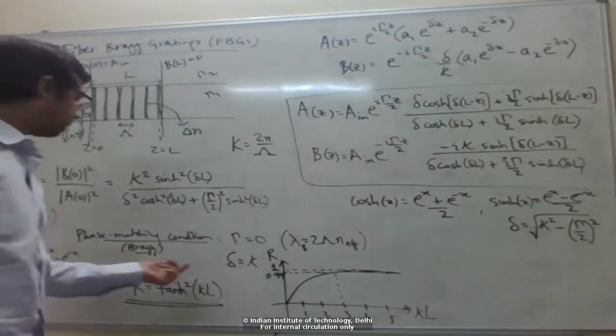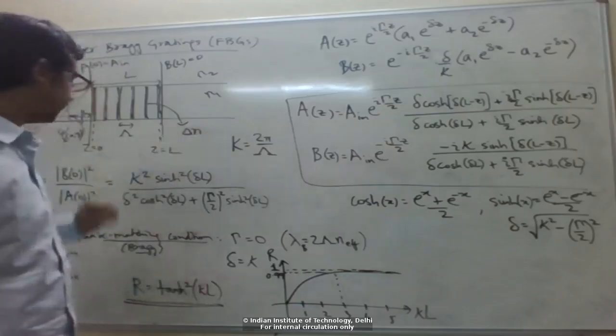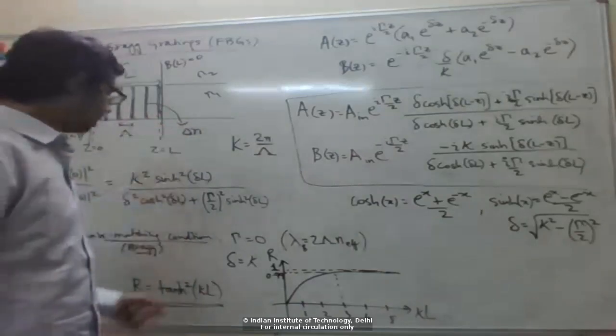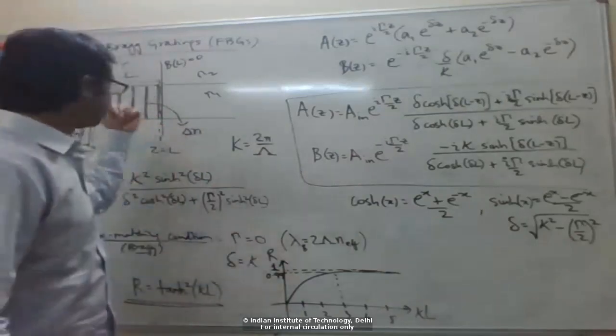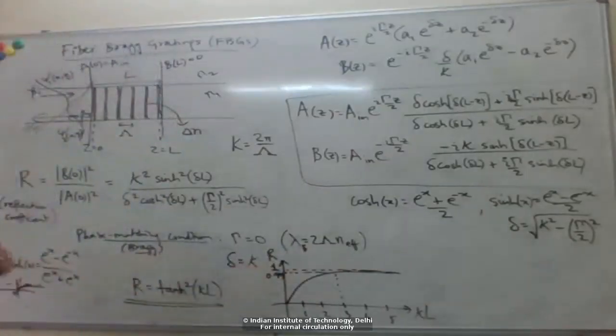Depending on this kappa, which depends on delta n, how much index change, and how long the grating is, we can design an FBG to give us whatever particular amount of reflection that we want.